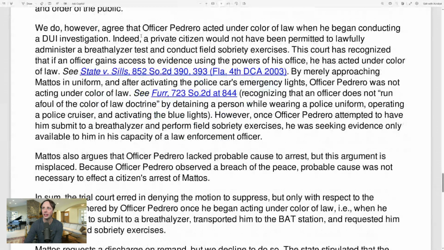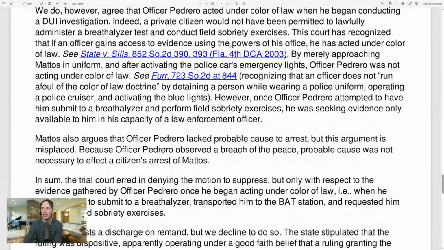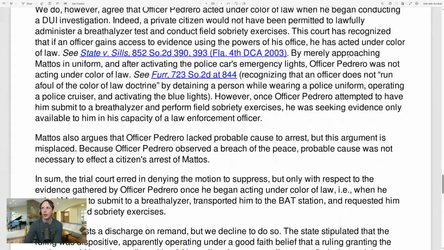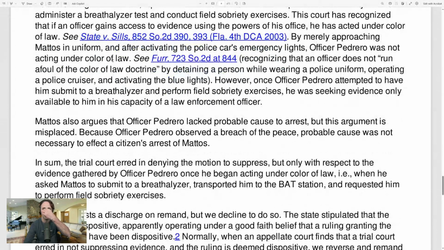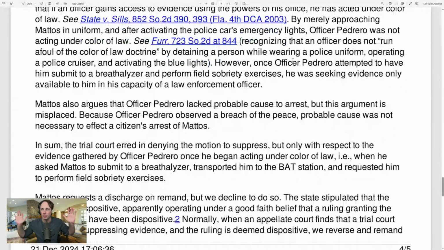Indeed, a private citizen would not have been permitted to lawfully administer a breathalyzer test and conduct field sobriety exercises. This court has recognized that if an officer gains access to evidence using the powers of office, he has acted under color of law. By merely approaching Matos in uniform and activating the police car's emergency lights, Officer Pedreo was not acting under the color of law. So again, he could put his lights on and just let people know, hey, this guy is stopped in the road. But beyond that, he's limited.